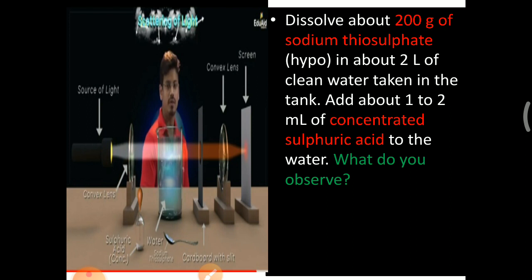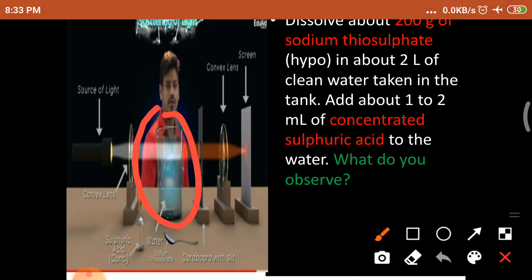Why are we adding this here? The suspended sodium thiosulfate particles are present in the water tank. So when the light passes through this water tank, the sodium thiosulfate particles scatter the shorter wavelength, so this tank appears blue. It does not scatter the longest wavelength, red. So the longest wavelength of red reaches the screen.